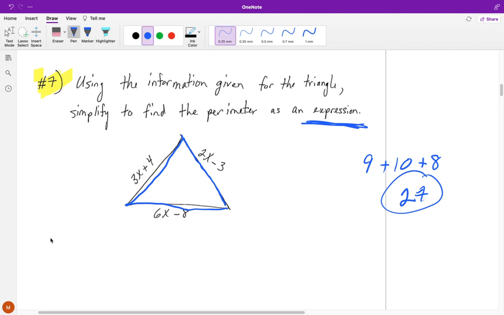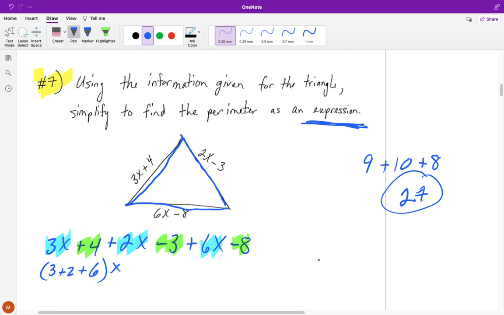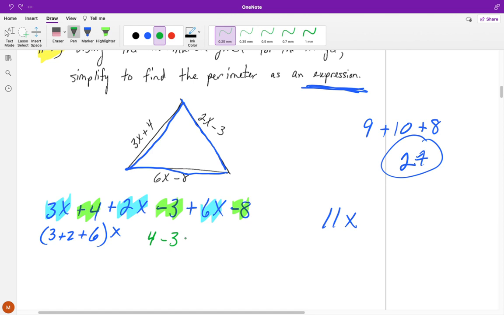So if we want to know what the perimeter is as an expression, we take all three sides and we just simply add them together, because that's what it is when we're solving for the perimeter. You just add up all of your sides. So then from here, we would have our like terms of the x's, and then we have our like terms of the constants. So we add those individually. So when we have three x's, we're now doing 3, that's a positive 2, so plus 2, and a positive 6, so plus 6. So that is then going to give me 3 plus 2 is 5, plus 6 is 11, so it's 11x. And then we have 4 minus 3 minus 8, which is then going to give me negative 7. So it's 11x minus 7.